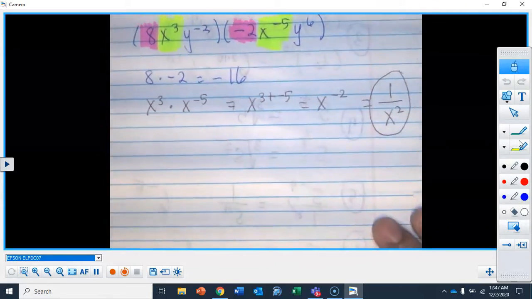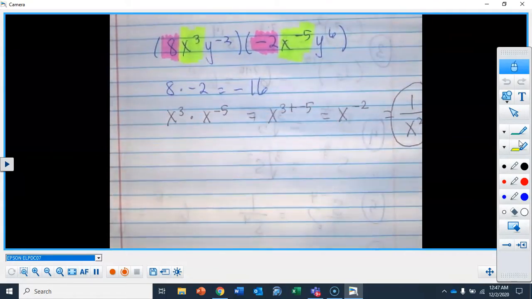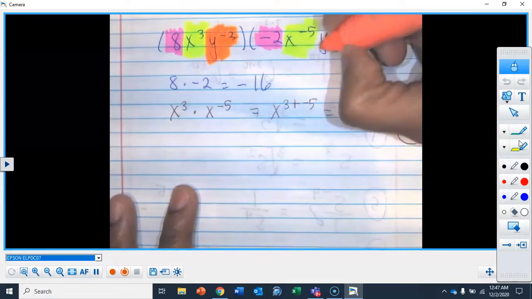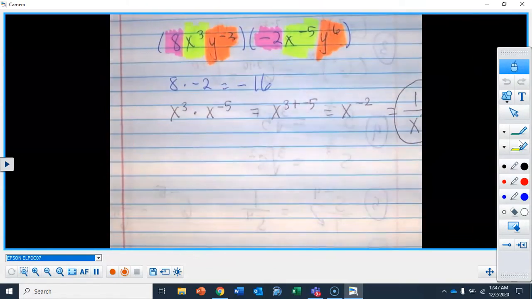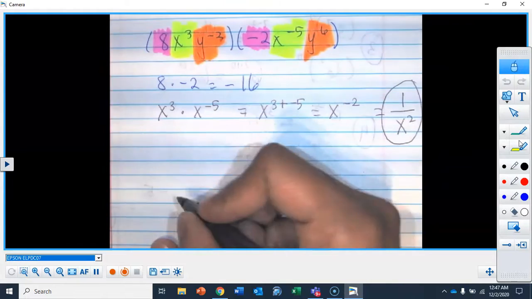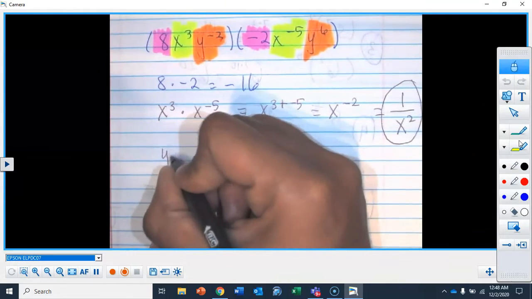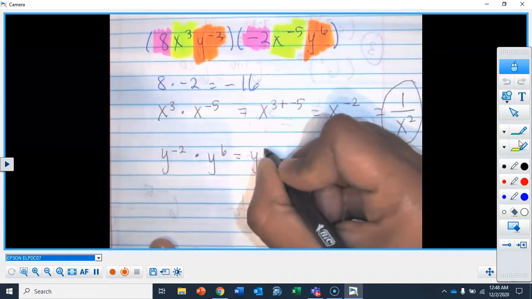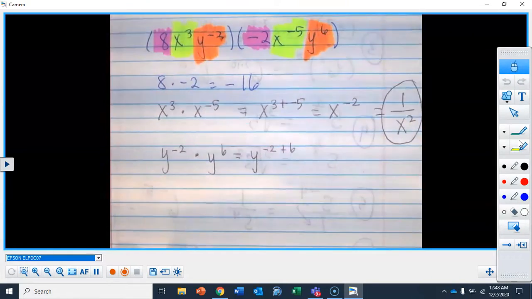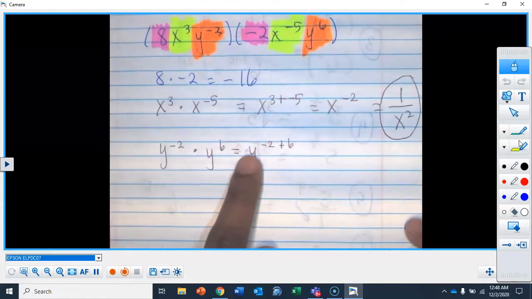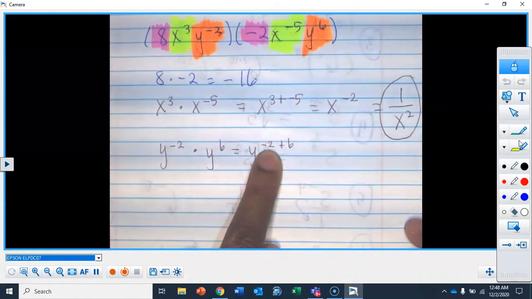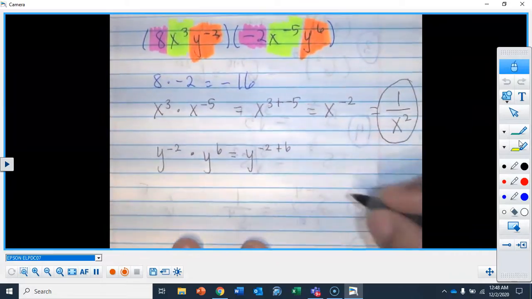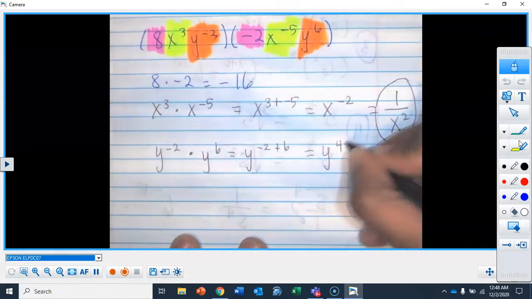Okay, let's go to the next one. Now let's group together our y's. So for the y's, I have y to the negative 2 times y to the 6. And I'm going to put those two together. And then what will I do? I'm adding. So y to the negative 2 times y to the 6 is y to the negative 2 plus 6. Okay, so again, then you apply the rule of integers. So don't tell me, oh, Miss Rosie, but I subtracted, you said addition. No, just put your plus, apply the rule of integers. So this becomes y to the positive 4.